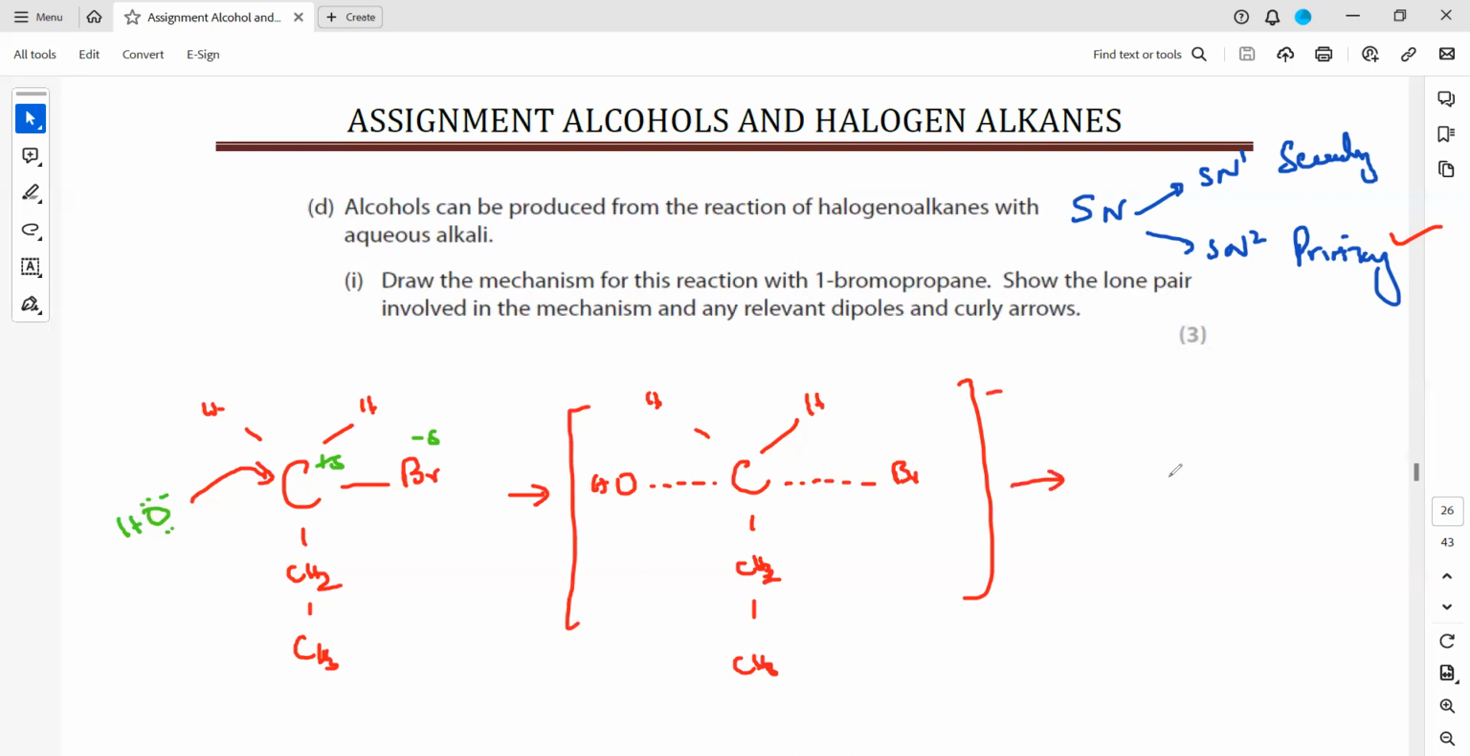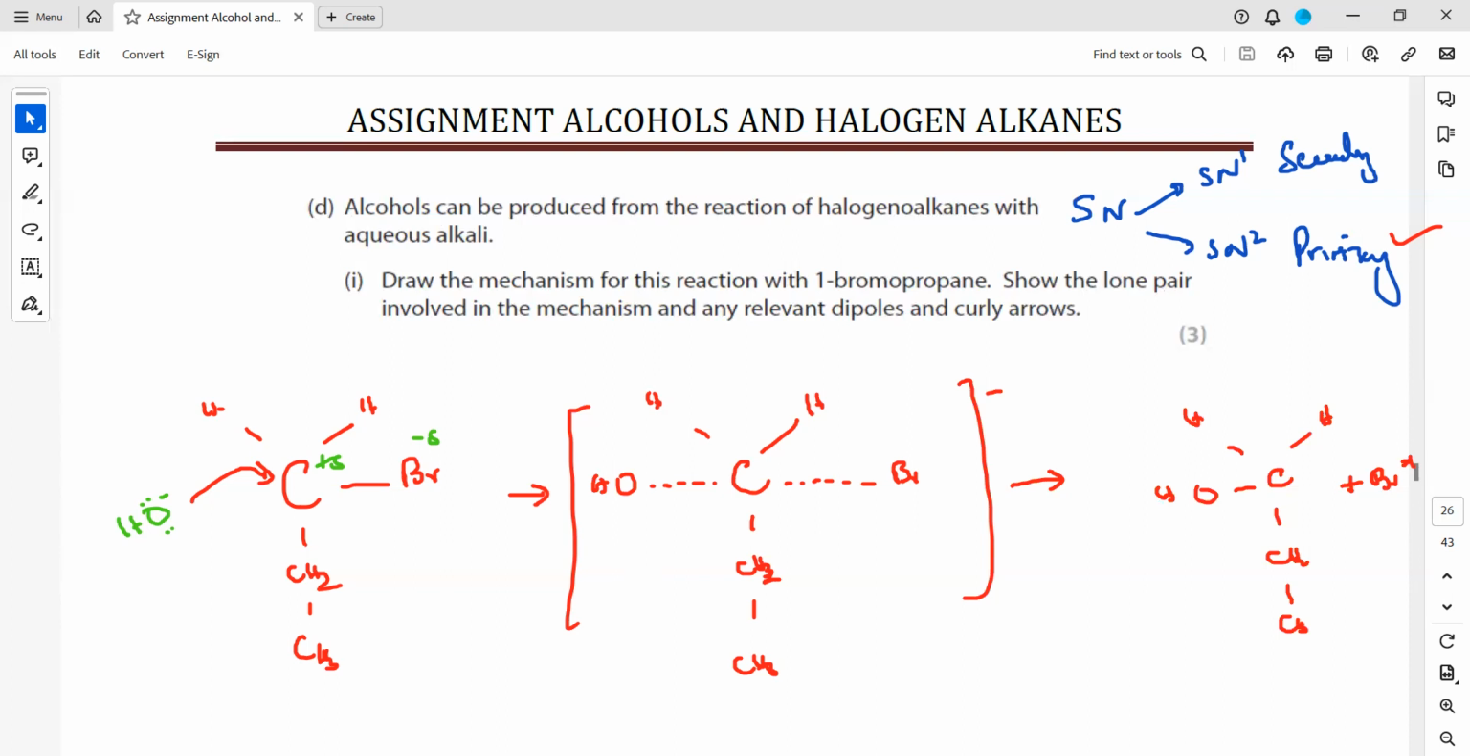And then what will happen? The bromine will break the bond and hydroxide will form a bond. So it will produce CH3CH2CH2OH, plus Br minus. And this bromide ion will combine with the alkali, like potassium hydroxide, so it will result in the formation of potassium bromide.